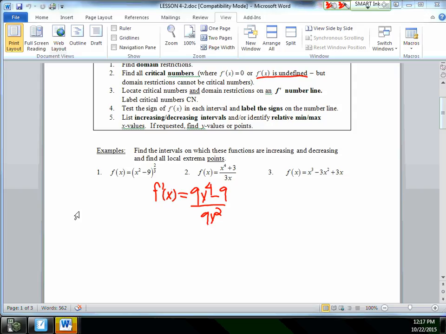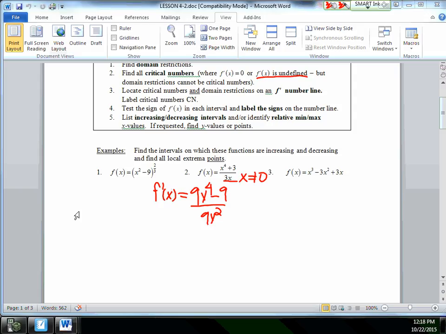Okay, one thing we need to check, do I have any domain restrictions? Is this function continuous? And I know it's a fraction, so I know I need to be careful. So we notice x can't be equal to 0. So that's a domain restriction. We got to watch out for that.